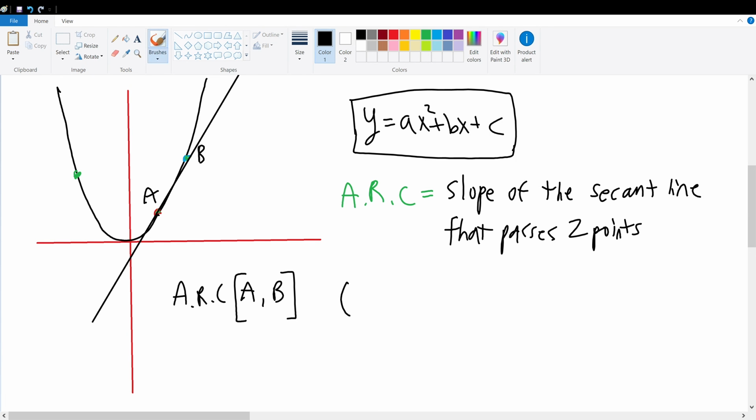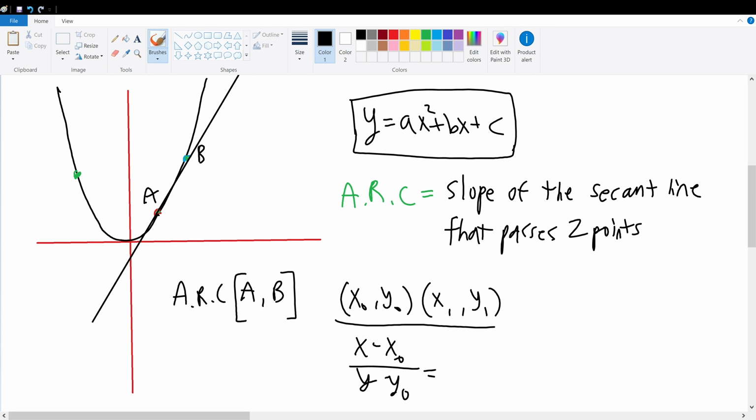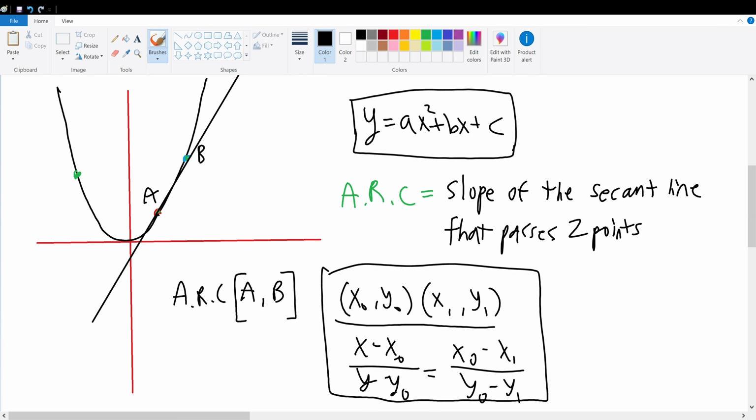So if I have the point x0, y0 and the point x1, y1, how do I find the line equation that passes through these 2 points, given that the line that passes through them will be the average rate of change? Well, this will be equal to x minus x0 divided by y minus y0 is equal to x0 minus x1 divided by y0 minus y1. This is the equation of a line given 2 points on it. So we can apply this knowledge for the average rate of change.